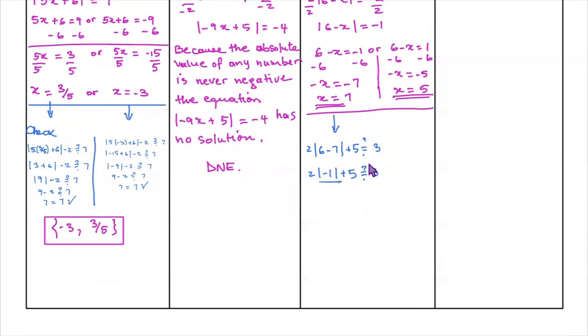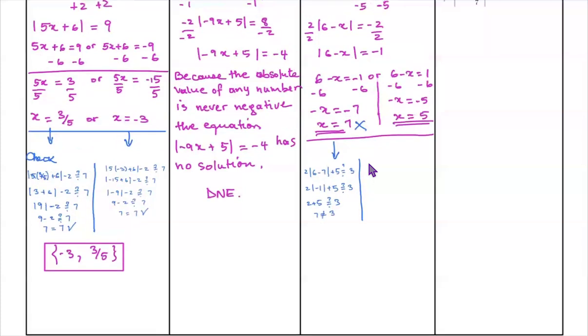The absolute value of -1 is 1, so that's 2 plus 5. Is this 3? 7 is not 3. So x equals 7 is not a solution. Now I'm going to try to see if x equals 5 would be verified, but we know it will not, because we already know that this equation has no solution, because absolute value always has a positive result.